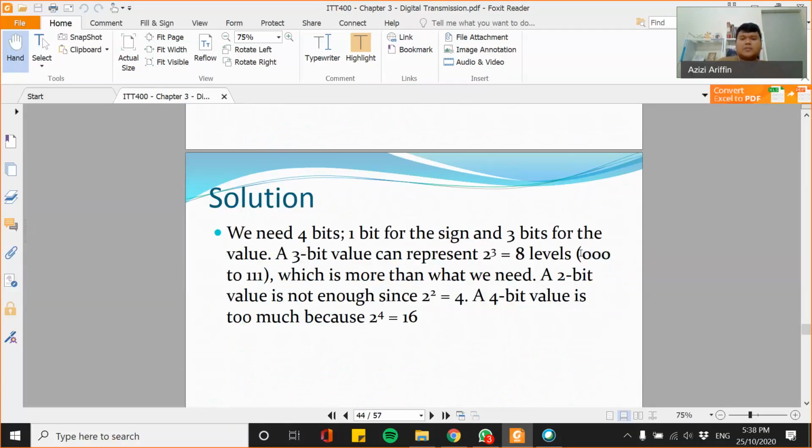Pasal daripada sini nampak kita represent lebih ni je tu. 111 ni kan dalam binary ni 1 tambah 2 tambah 4 berapa? So kita boleh represent. So we more than we need. So a 2 bit value is more enough. Saying 2 to the power of 4 and 4. So bit value is too much because 2 to the power of 4 is 16.